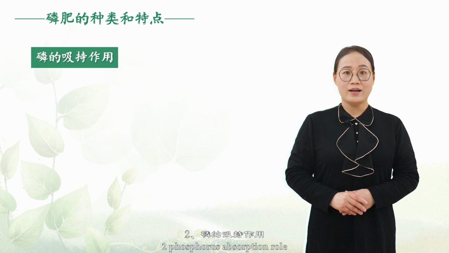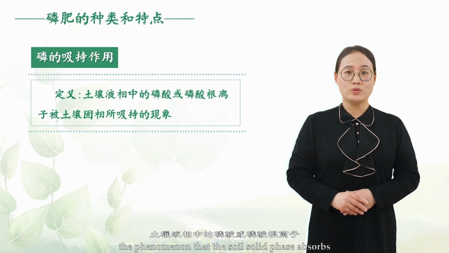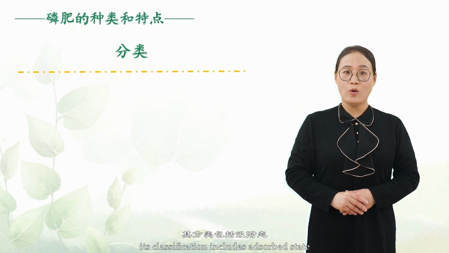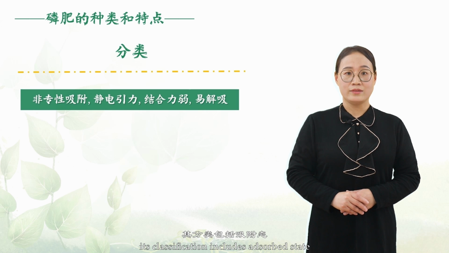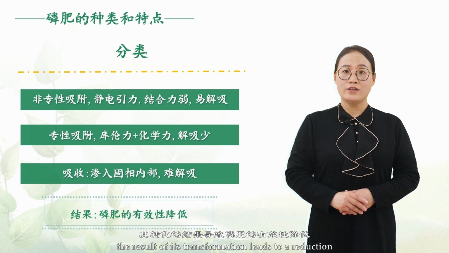2. Phosphorus absorption role. This is the phenomenon that the soil solid phase absorbs phosphate or phosphate ions in the soil's liquid phase. Its classification includes absorbed state and absorption. The result of its transformation leads to a reduction in the effectiveness of phosphate fertilizer.